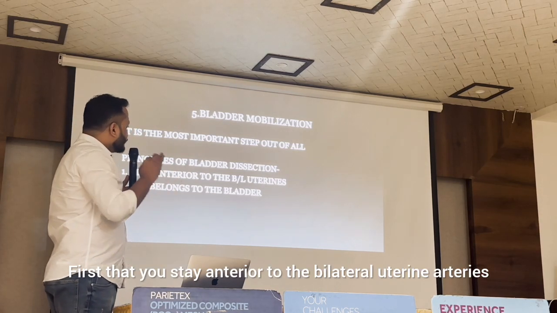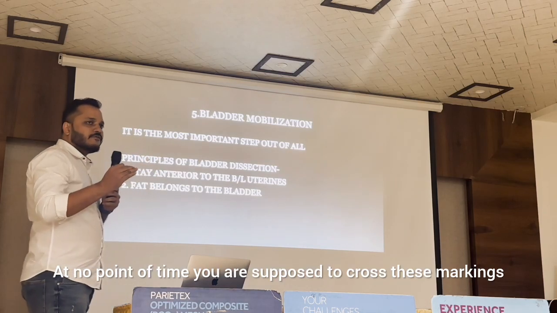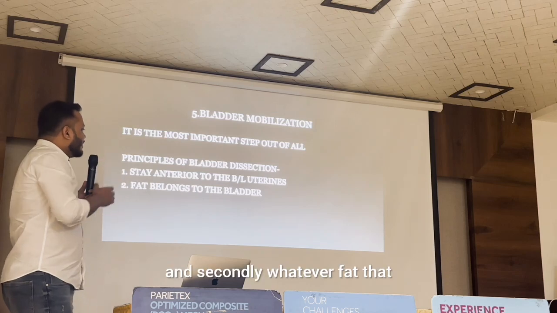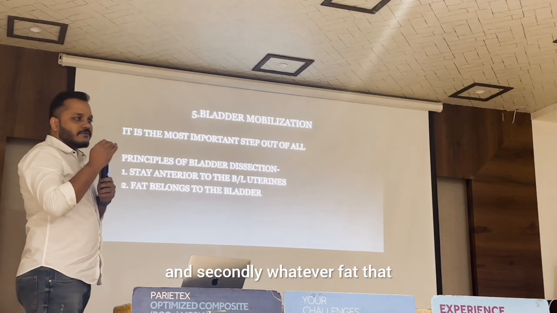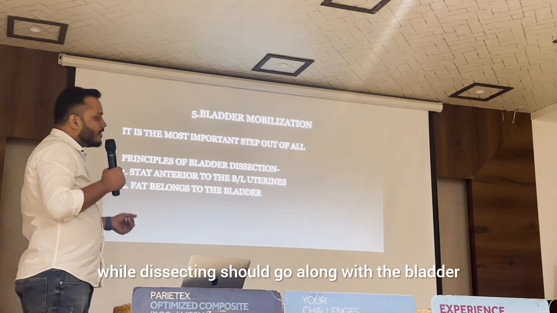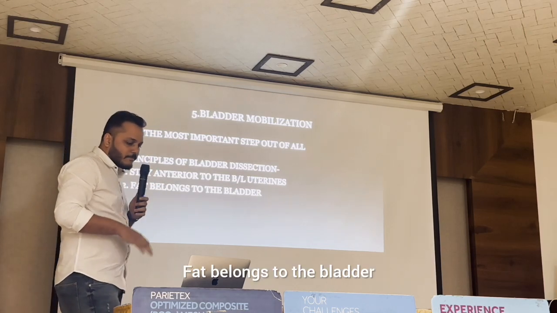There are only two principles of bladder dissection. First, that you stay anterior to the bilateral uterine arteries. At no point of time are you supposed to cross these markings. And secondly, whatever fat that you are going to see while dissecting should go along with the bladder. Fat belongs to the bladder. That is the key.